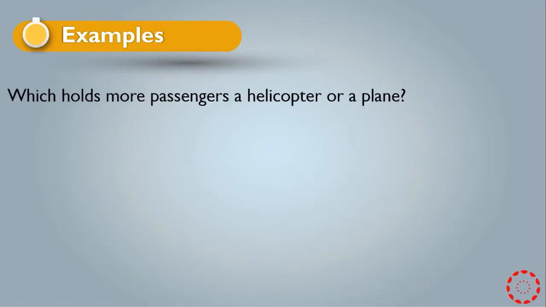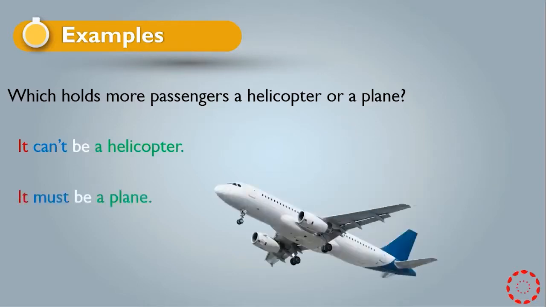Another example: which holds more passengers, a helicopter or a plane? It asks a question. So the answer became, it can't be a helicopter, because the helicopter can't hold more passengers. Or we can say it must be a plane. It must be a plane. So we can use two rules. It can't be a helicopter is correct, or we can say it must be a plane, also correct.